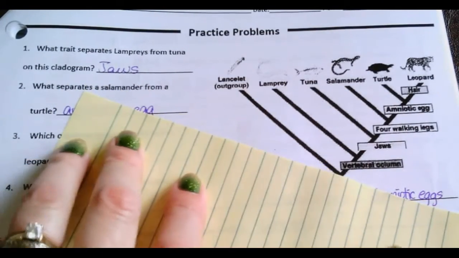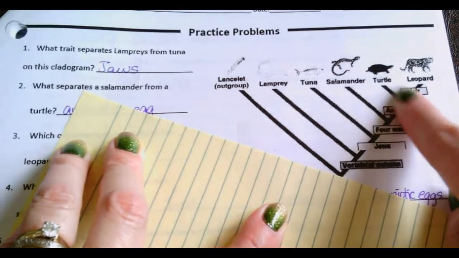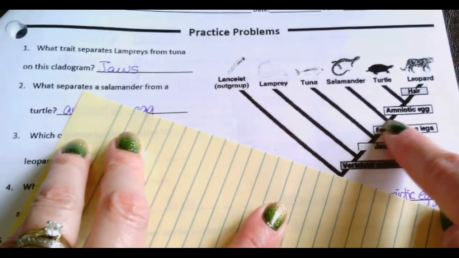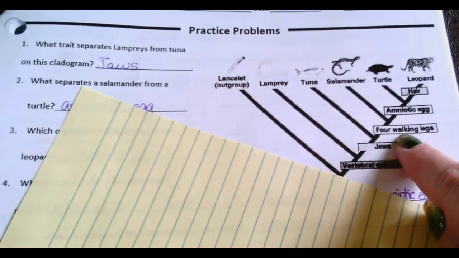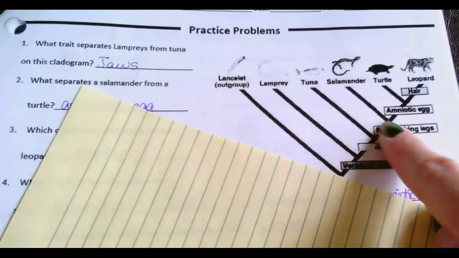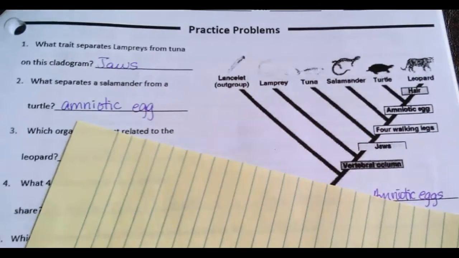What separates the salamander from the turtle? Again, we're looking at where does the salamander join in and where does the turtle join in. The trait that's unique for the turtle compared to the salamander would be the amniotic egg. All these other characteristics they both developed. It was just that salamanders went off on their own before the amniotic egg developed. So that would be number two.